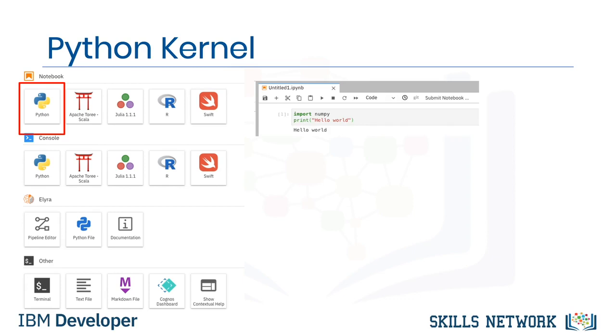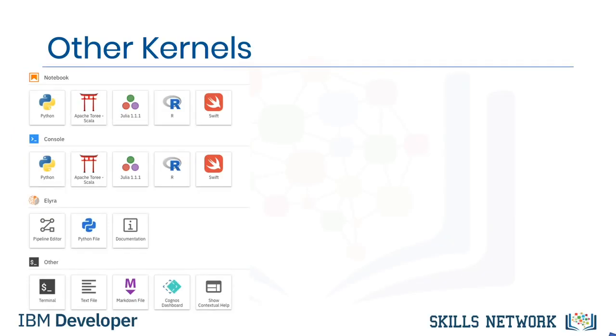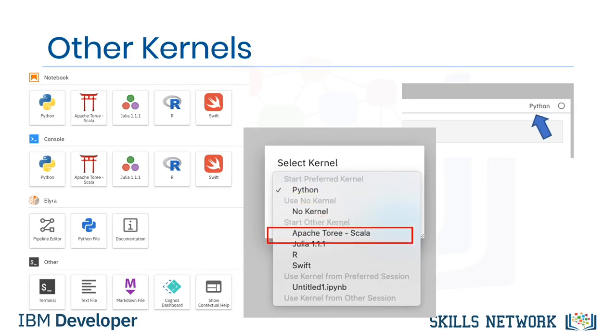On the top right corner, it tells you what kind of kernel it is. In this case, it is a Python kernel. You can also run other kernels either by choosing the preferred kernel on the launch page or by clicking the top right to switch the kernel to the preferred kernel and picking the kernel from the drop-down menu.